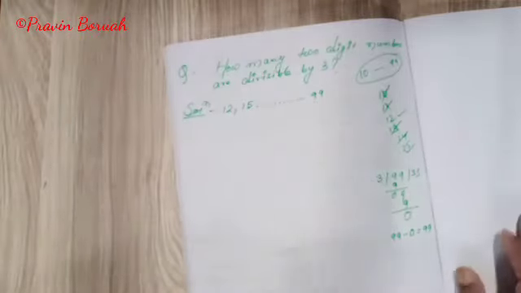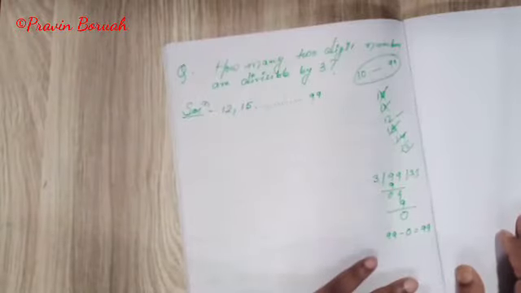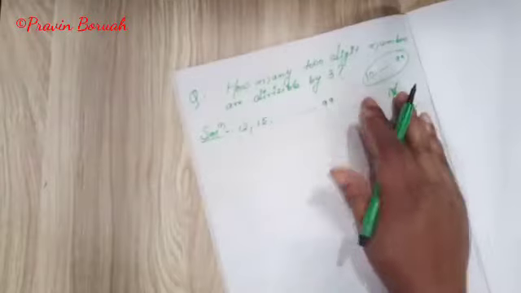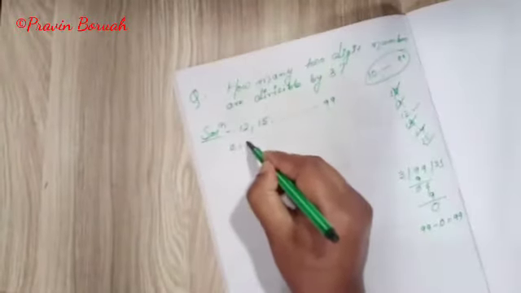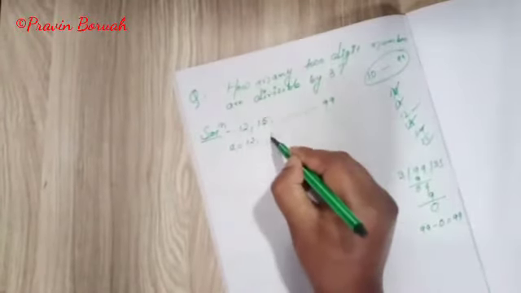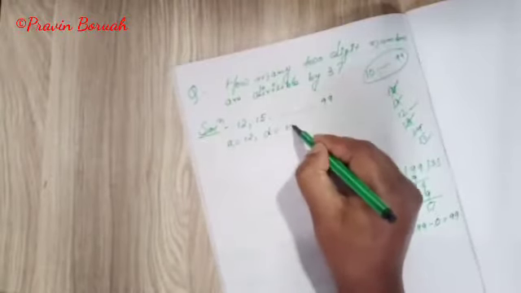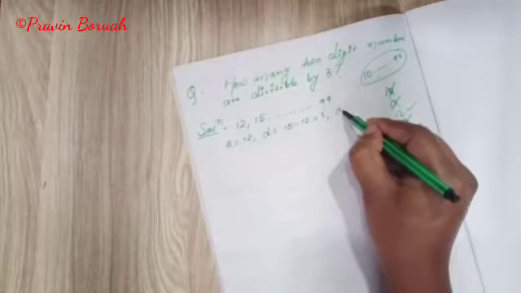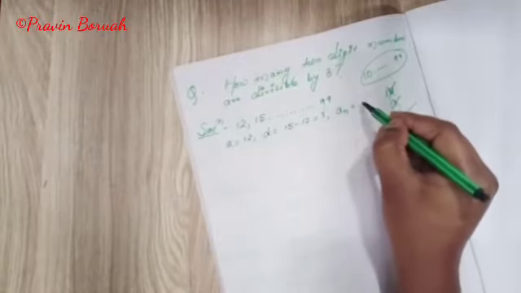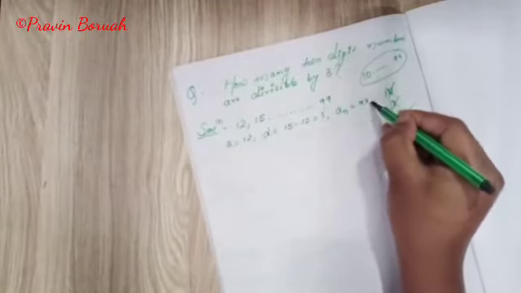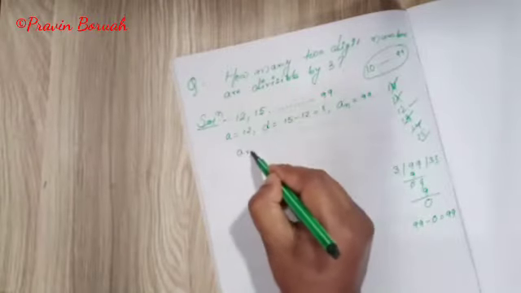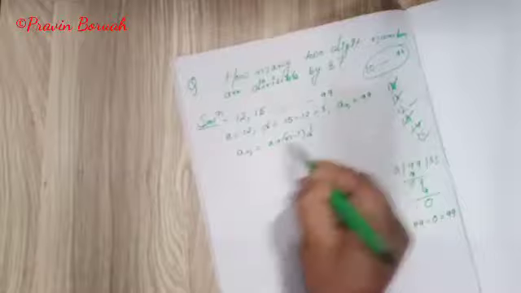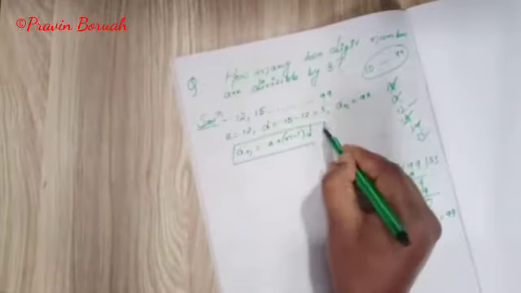So now let us try to do this problem. Okay, so now here we have the series. So a is equal to how much? 12. D, the common difference, is 15 minus 12, so it is equal to 3. And the last term, an, the nth term, is equal to 99. So our formula is an is equal to a plus n minus 1 d. This is the formula. So now can you tell me what we have to find here?